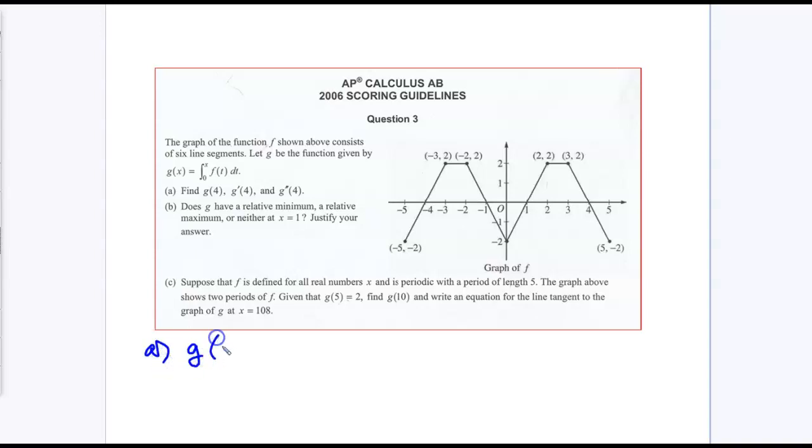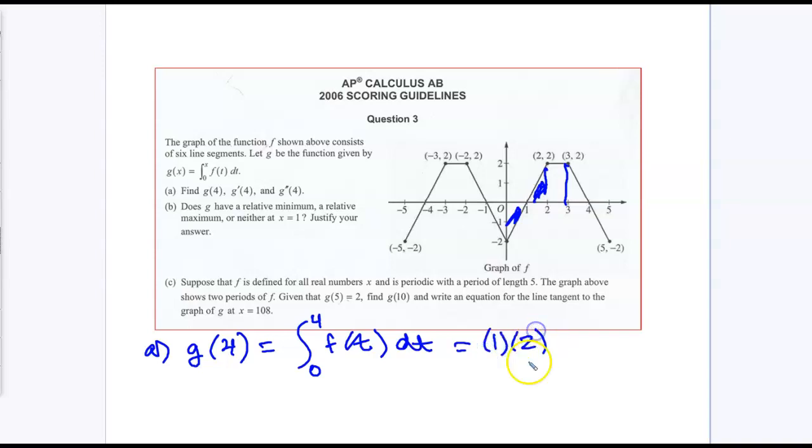So in part A, to find g of 4, I'm just plugging 4 into my integral. So it's the area under the graph of f of t dt from 0 to 4. Note that this triangle and this triangle are going to cancel out. So I'm going to have a 1 by 2 rectangle and a triangle. So it's going to be 1 times 2, the area of that rectangle, plus 1/2, the base is 1, and the height is 2. So this ends up being 2 plus 1, so that's going to be equal to 3.